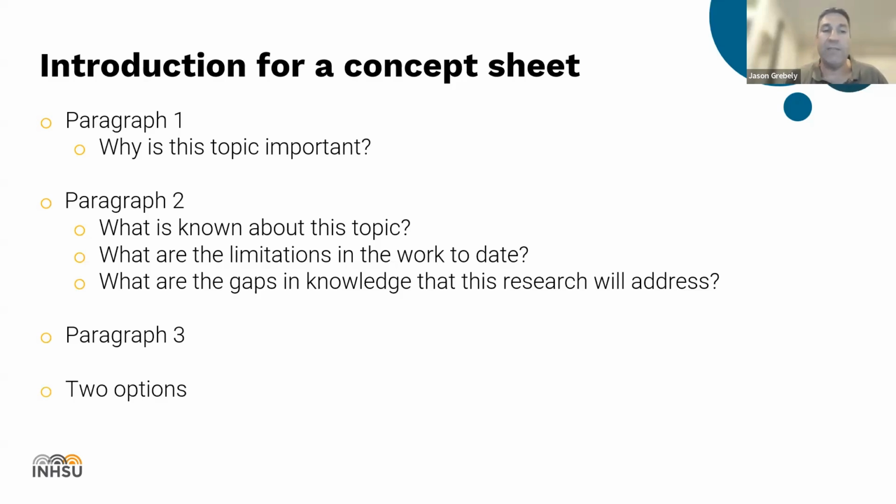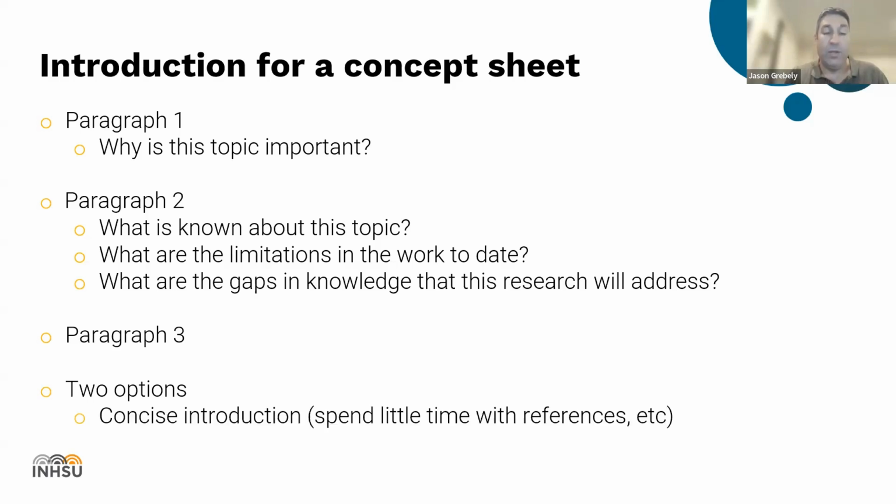And I'll tell you something. Paragraph three is generally your aim, putting it in context, the rationale for why you're doing this study. You might end with that. But you have two options for your concept sheet. This is my opinion. Either make it really concise. Don't spend a lot of time with the references.